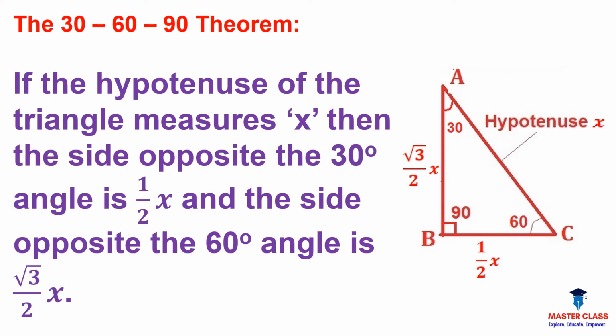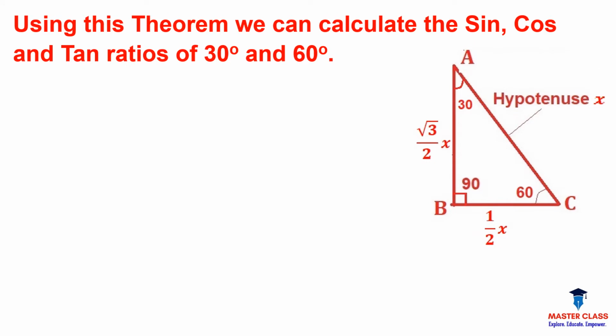This means that if the hypotenuse of the 30, 60, 90 triangle measures x, then the side opposite the 30-degree angle is half x and the side opposite the 60-degree angle is root 3 upon 2 times x. Using this theorem, we can now calculate the sine, cosine and tan ratios of the 30 and 60-degree angles.